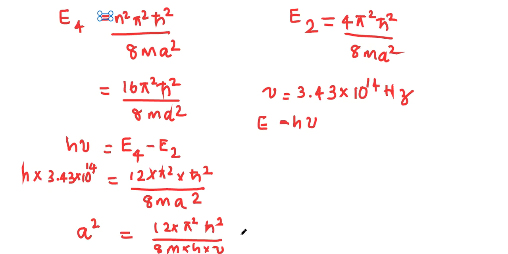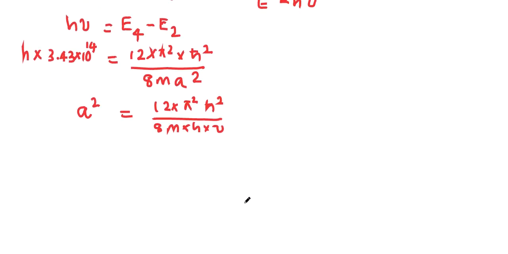We can calculate. So when you substitute all the values, we have h given here, and we know the value of pi is 3.14. We know the value of m, it's also given here. So when you substitute all the values, you will arrive at a square as 79.6 into 10 raised to minus 20 meter square.